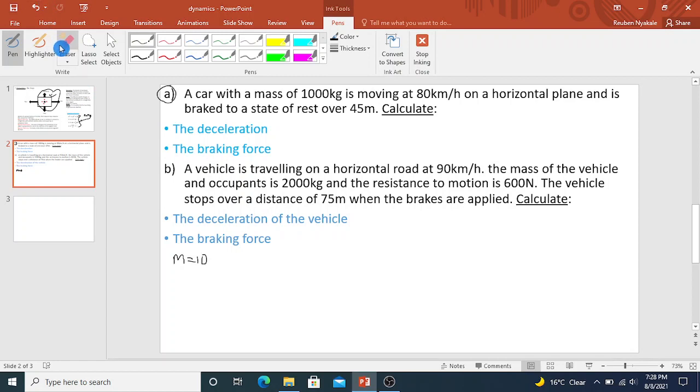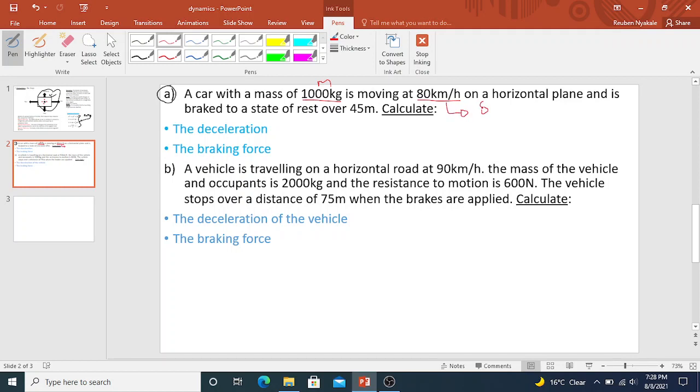Now let's not write it and just highlight it, because it's given information. Here's the mass. We are given the mass, it is 1000. We are given the velocity. It's in kilometers per hour. We therefore have to convert it to meters per second.